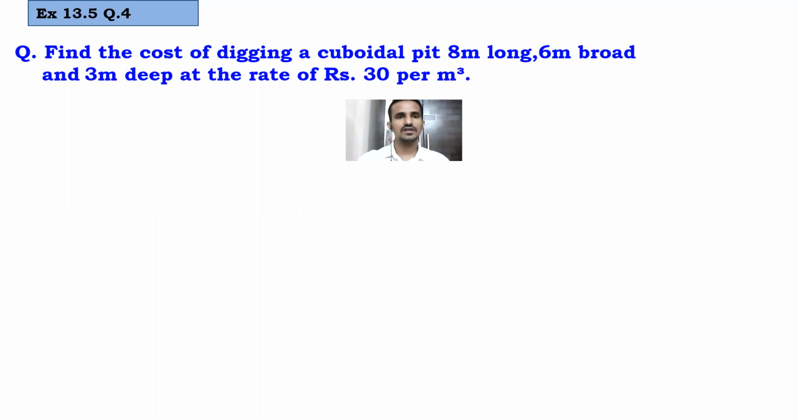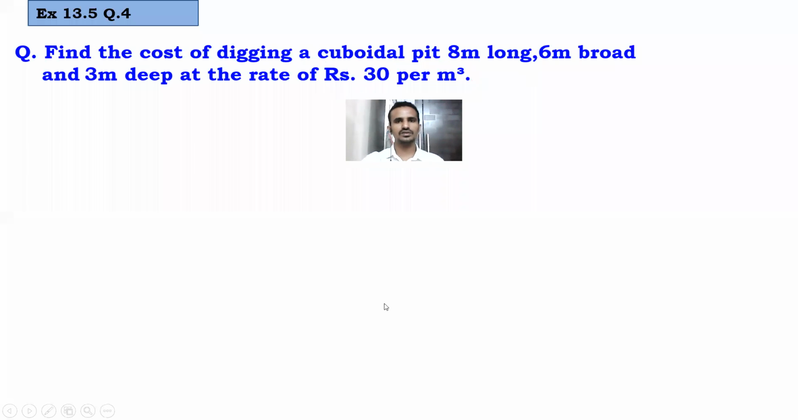Why volume? Because we are digging out the cuboid. The cuboid pit we are digging, so we are removing something from it. So we are dealing with the space occupied by the cuboid or the capacity of the cuboidal pit. That means we are dealing with volume. One more hint here is the rate is given 30 per meter cube. That meter cube is the unit of volume. So it is very easy. We have to find the volume here. So let's find the volume here, all of you.